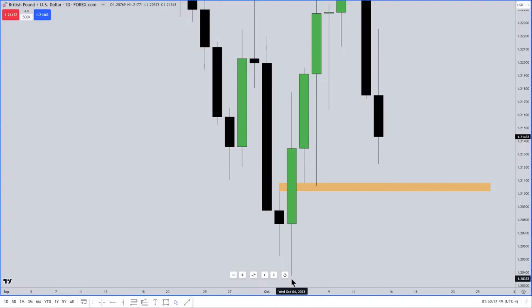How do you know when a fair value gap is not going to work? A fair value gap that fails in its function of bullishness or bearishness, if it fails, it will become an inversion fair value gap after it comes back to it.